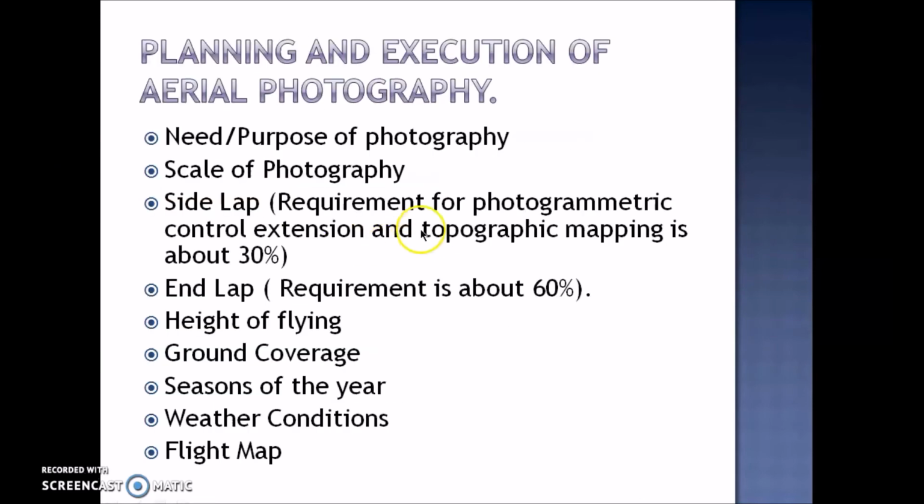Now you can see the requirement for photogrammetric control extension. Side lap required for photographic control extension and topographic mapping is about 30%. If it is less than 30%, that won't give you an accurate map. It won't give you a perfect map. The side lap should be a minimum of 30%. If we are discussing end lap, the requirement for topographical mapping is about 60%. If it is less than 60%, we can't get a perfect map.